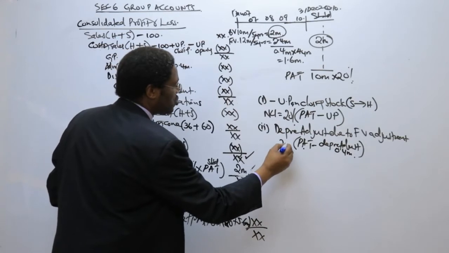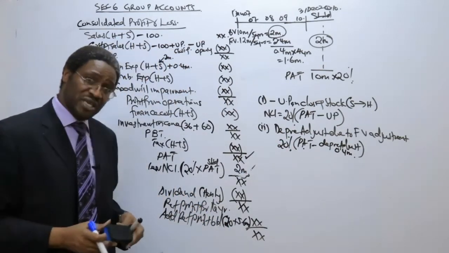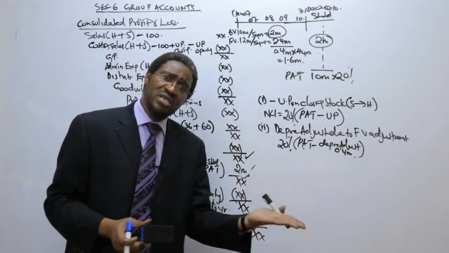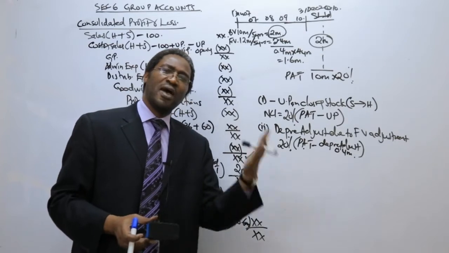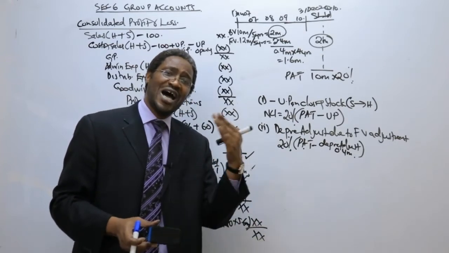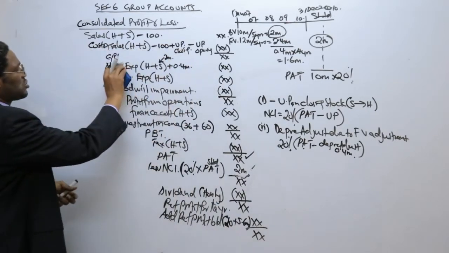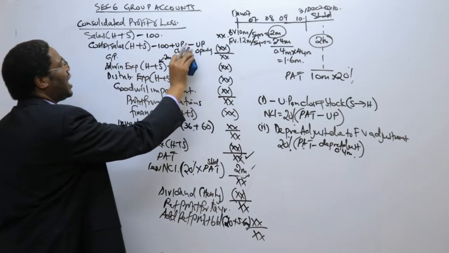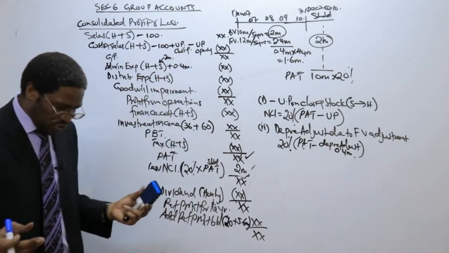For now, we are assuming that the non-controlling interests hold 20%. Then if the question told you that depreciation is classified as an admin expense, you now go to the admin expenses of the group and add another 0.4 million.